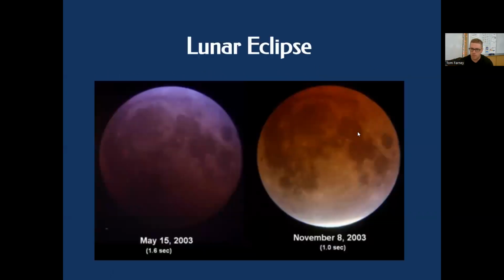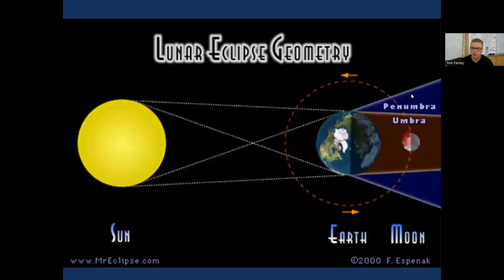So let's talk about lunar eclipses, how they work. A lunar eclipse happens when the Earth blocks part of the sun's light from striking the moon. And we have different types of lunar eclipses depending on the section of light that the moon is going to go through.